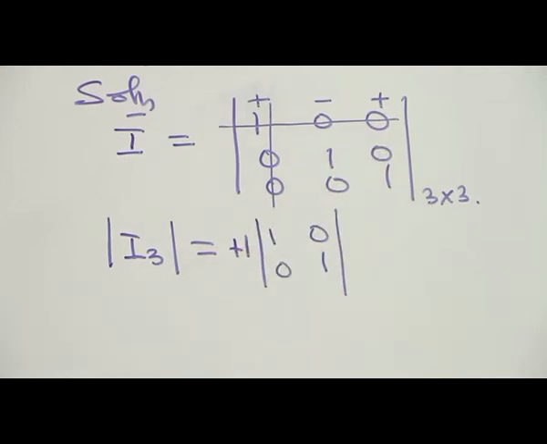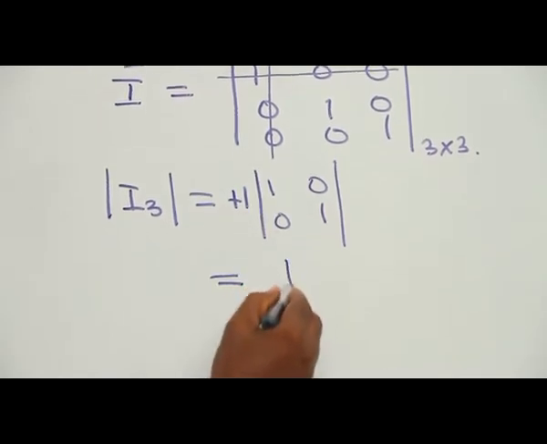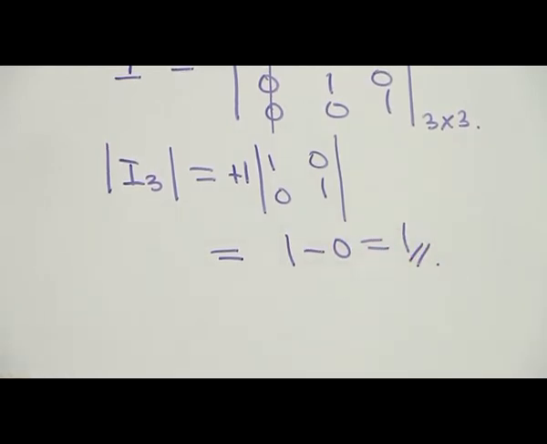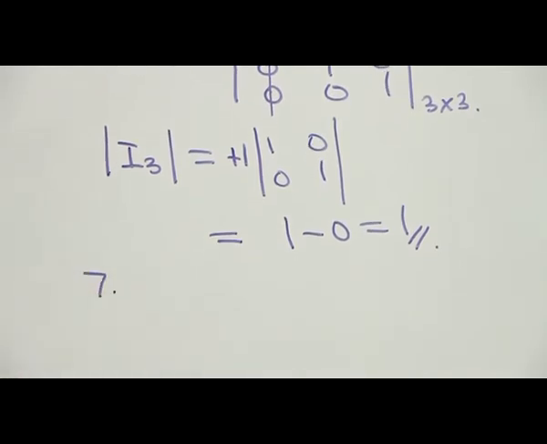Of course, this is 0, this is 0. So when you multiply anything by 0, it will be 0, so you don't need to bother. You now simplify this one. 1 times 1 is 1 minus 0, and the answer is equal to 1. That is it. We'll now take a look at question number 7.